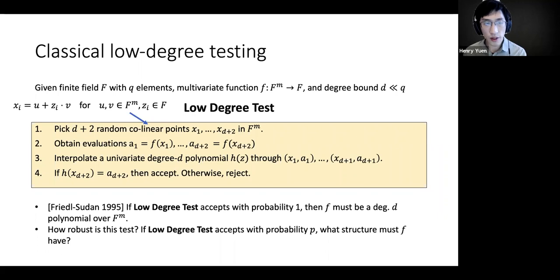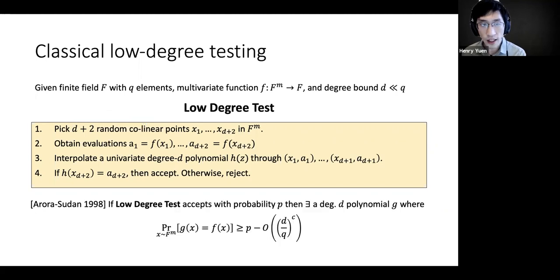So that's nice, but a more interesting question is, how robust is this test? Suppose that you had a function f that passes this test with probability p that's maybe less than 1. Can you deduce anything about the structure of little f? And it turns out that you can say something interesting. And this is what we call a low degree testing theorem.